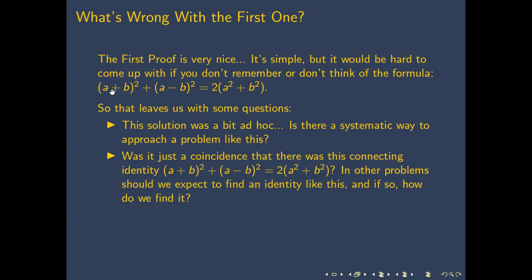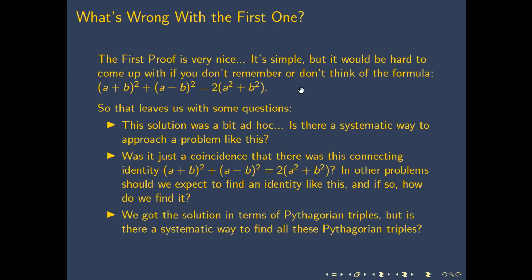Was it just a coincidence that we had this formula that connected the two together? I mean, in other problems, should we expect to find a formula like that? If so, how do we figure out what it is? And then we got this solution in terms of Pythagorean triples, but is there a systematic way to find all the Pythagorean triples? Many of you may know the answer to that, but if not, we'll look at that too.